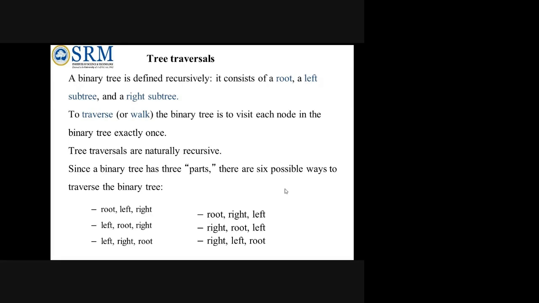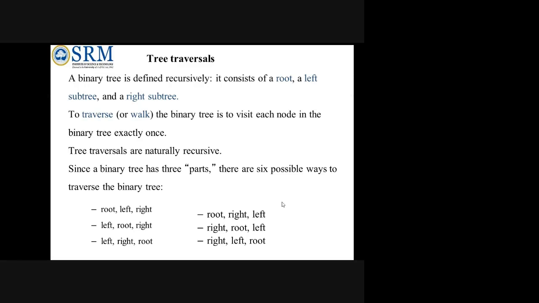There are many kinds of tree traversal. Searching the entire tree through left, right, and root. Mostly this has to be done recursively only. Since a binary tree normally has 3 parts, I have 6 possible ways. I can travel root left right, or left root right, or left right root, or root right left. So all 6 possibilities are here.